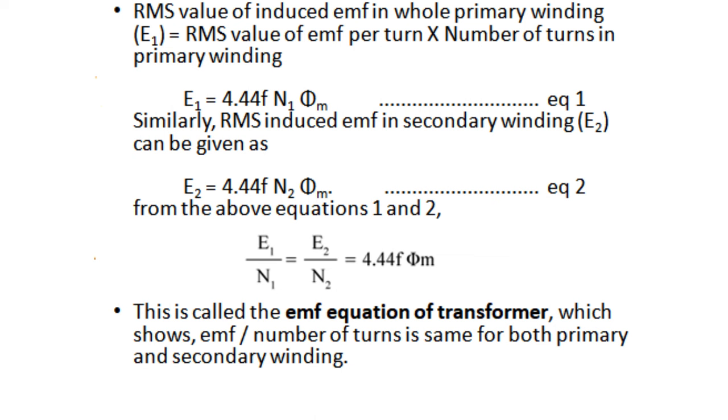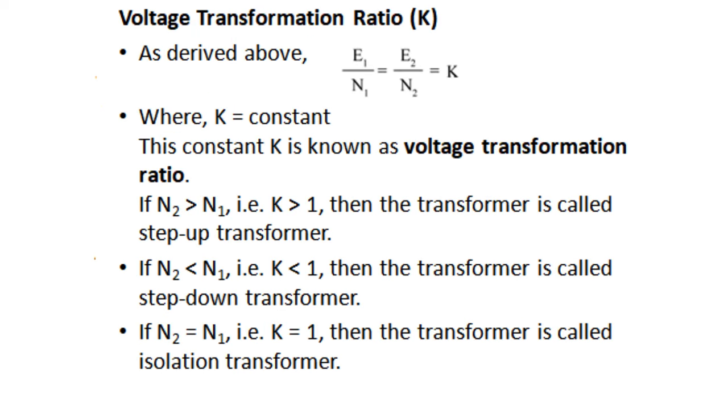Voltage transformation ratio is the ratio of secondary voltage to the primary voltage, E2 by E1, which equals N2 by N1 equals K. The constant K is called the voltage transformation ratio. If N2 is greater than N1, that is K greater than 1, then the transformer is a step up transformer. If N2 is less than N1, that is K less than 1, then it is called a step down transformer. If N2 equals N1, that is K equals 1, then it is called an isolation transformer.